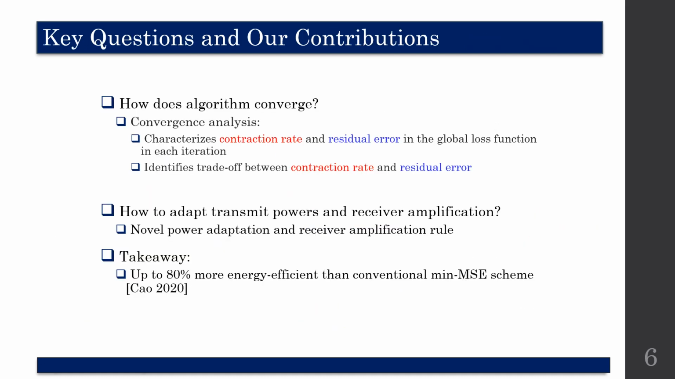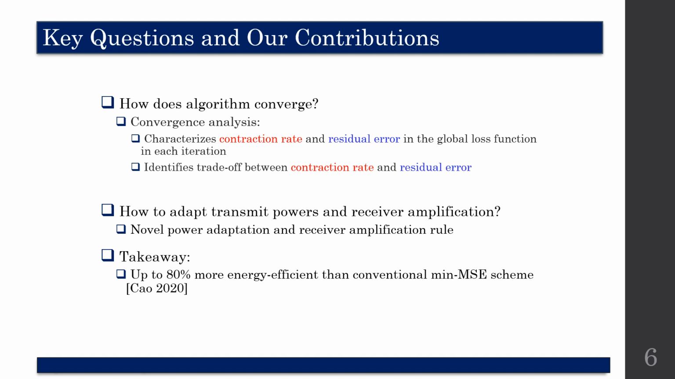In this context, we address a couple of questions. First, how does this algorithm converge? For that, we prove a novel convergence analysis that characterizes the rate of contraction and the residual error in the global loss function in each iteration. It also identifies the trade-off between these two.